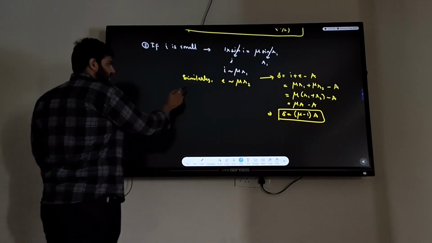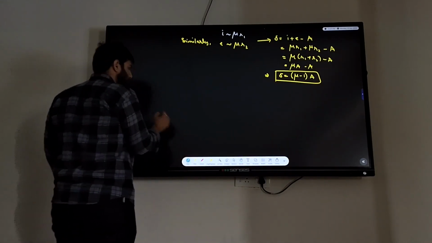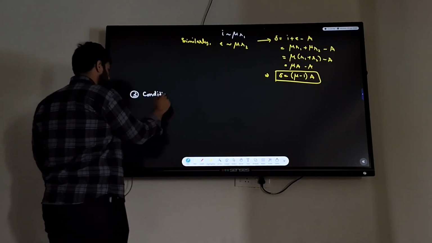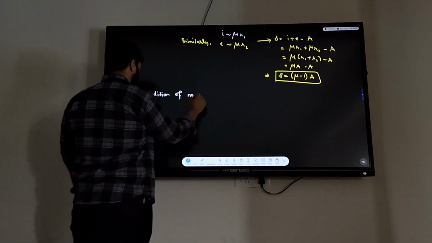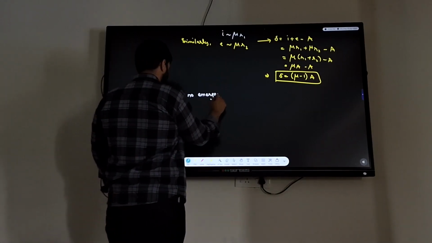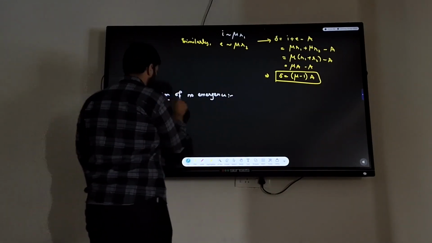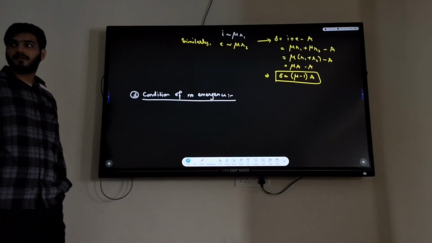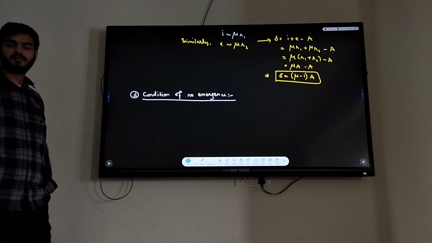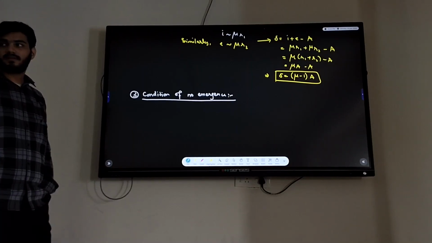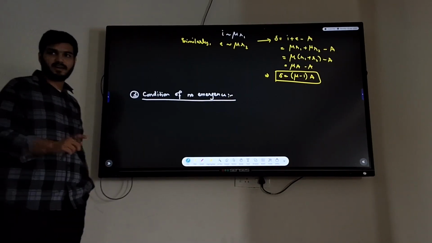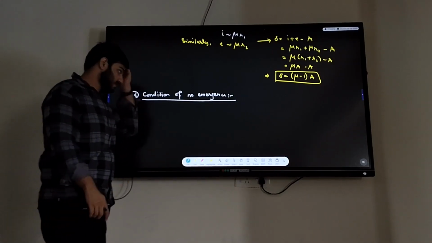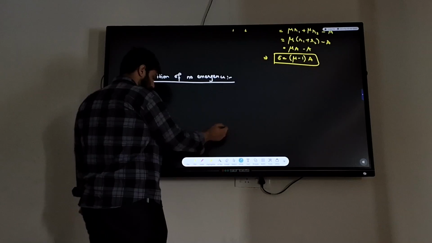Let's talk about the condition of no emergence. By the way, no emergence meaning what? It just passes through without deviation. Total internal reflection. TIR will occur, somewhere. On the second surface, TIR will occur? Yeah. No emergence. So something like this.